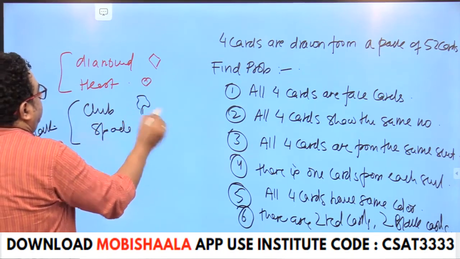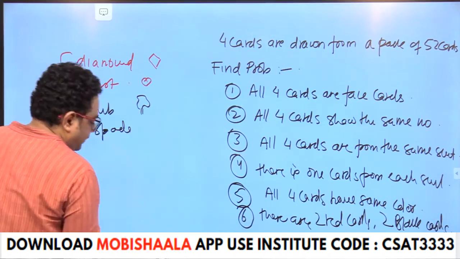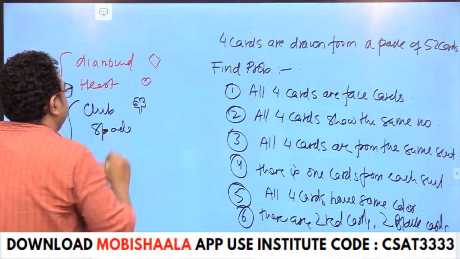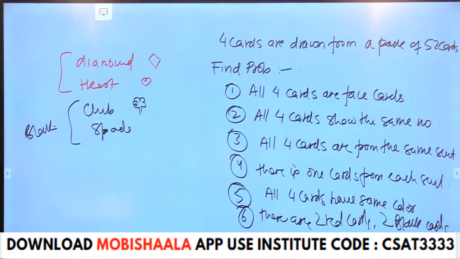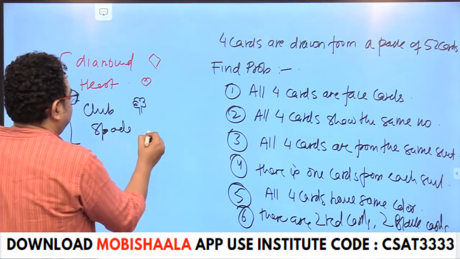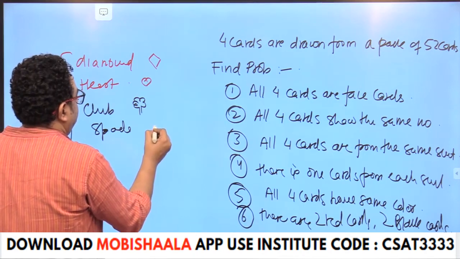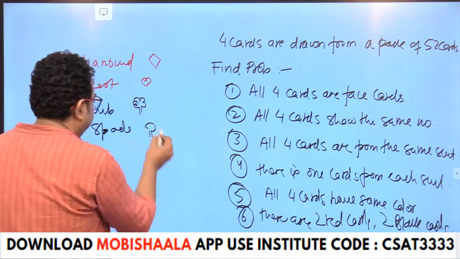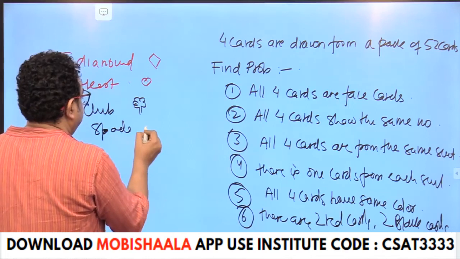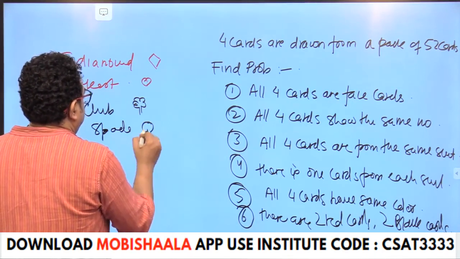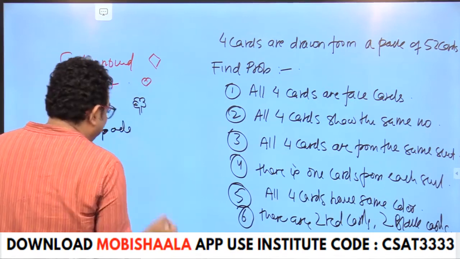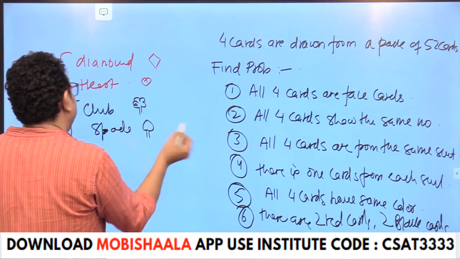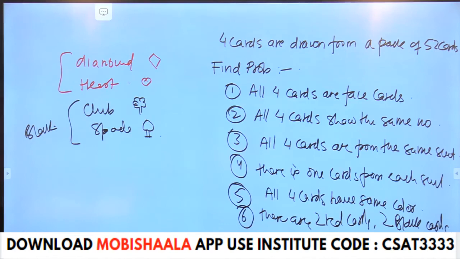Club, we call it chidi. Just remember that. In Punjabi we call it chidi, and spade is hukam. It's a heart on this, an inverted heart actually. I am sorry, I'm not pretty good at drawing. I have to draw a heart over here, right? Okay, so just keep this thing in mind.